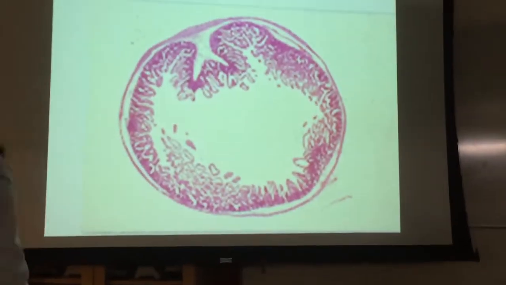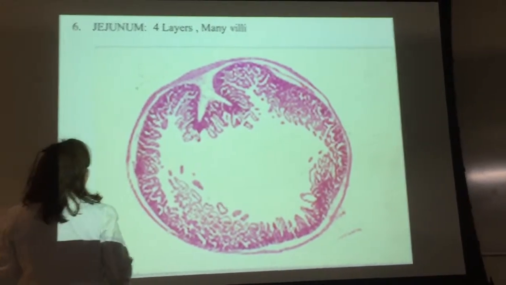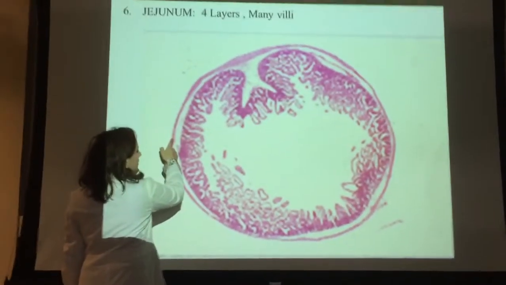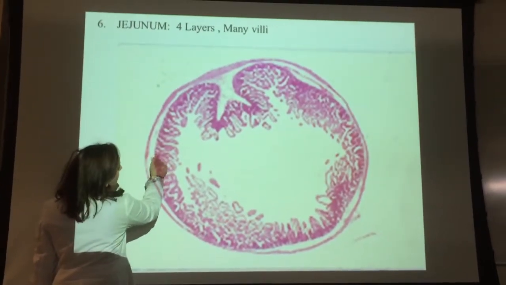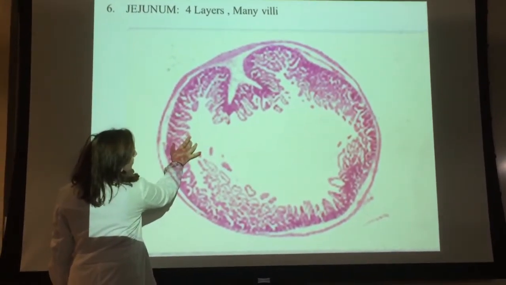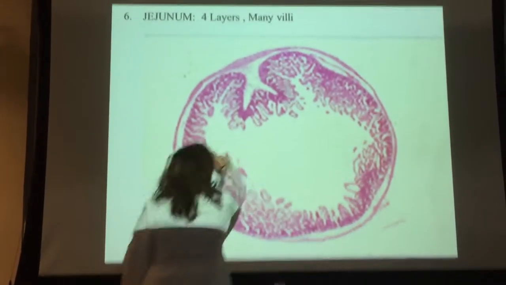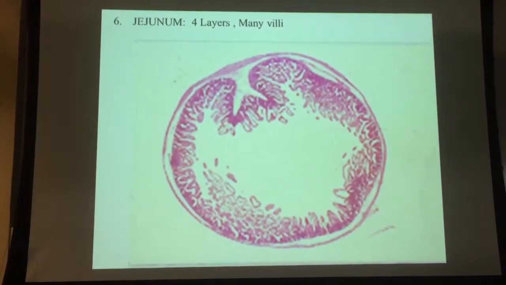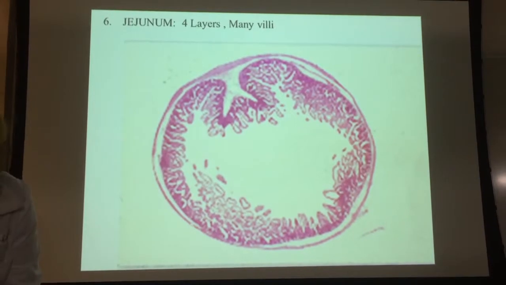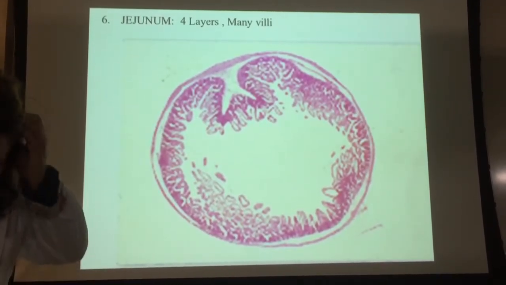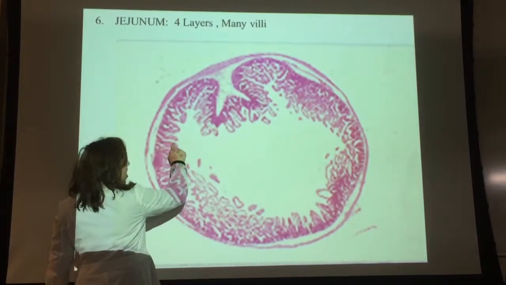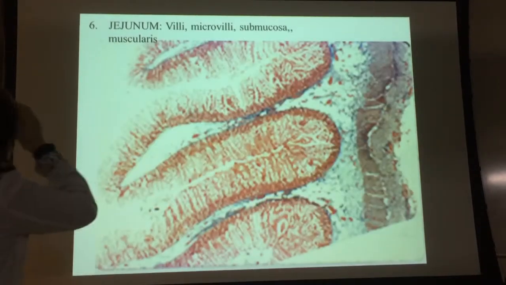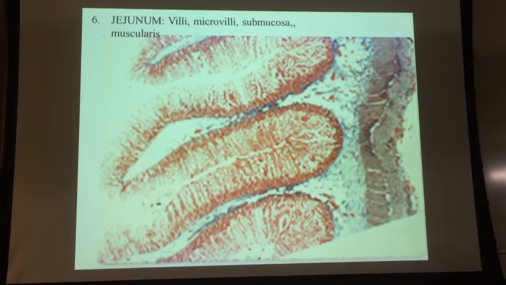This is the jejunum with the 4 layers. Here's the serosa, the muscularis, the submucosa, and the mucosa. And then the lumen here. Okay? Remember that these are all the little villi here. Okay, that's the jejunum.